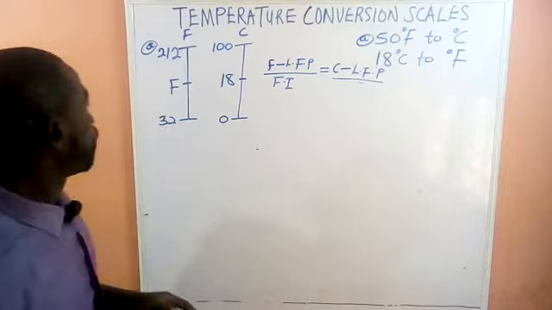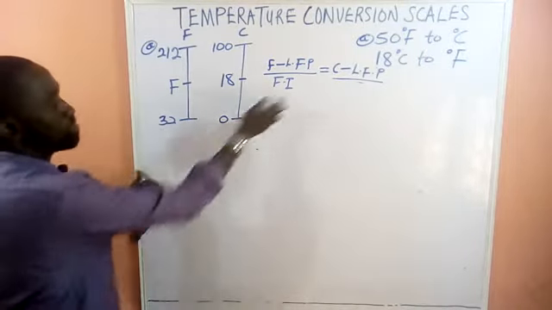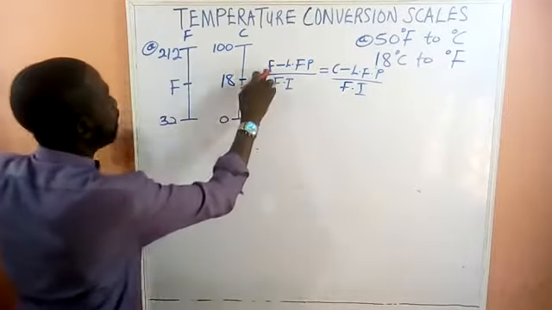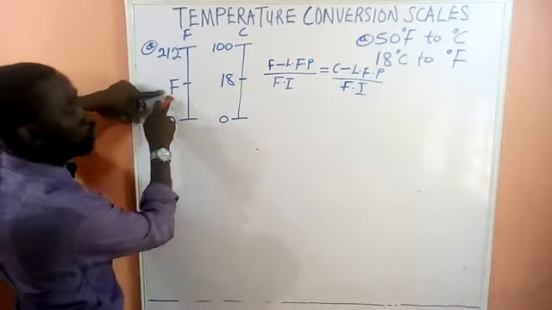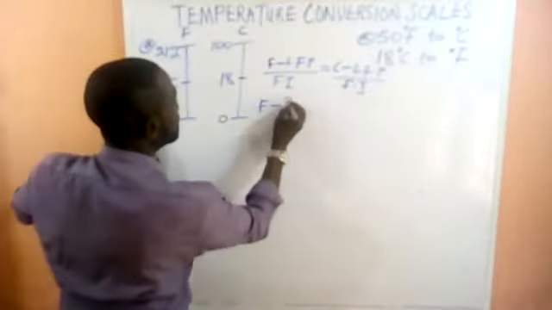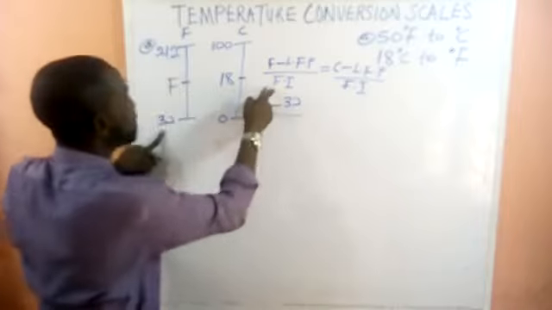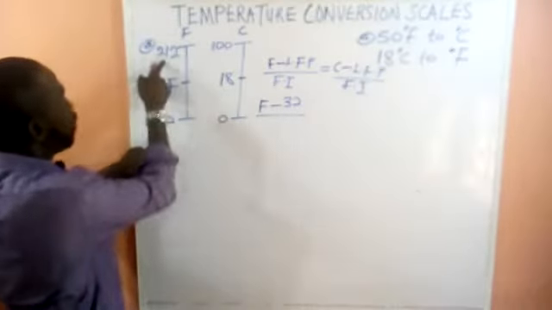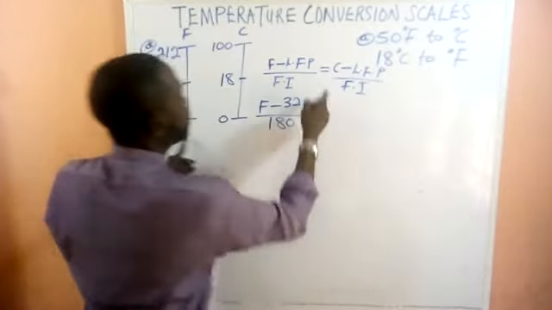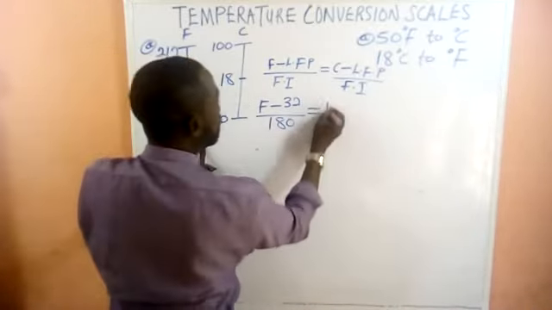So from here, we are given 18 and we have to find this. I'm still using these two formulas, the fundamental interval. So what is our F in this case? Our F is the unknown. So I have F minus the lower phase point, that is 32, all over the fundamental interval, that is 212 minus 32, and that will give us 180, all over our C, which is given as 18. Are you with me?